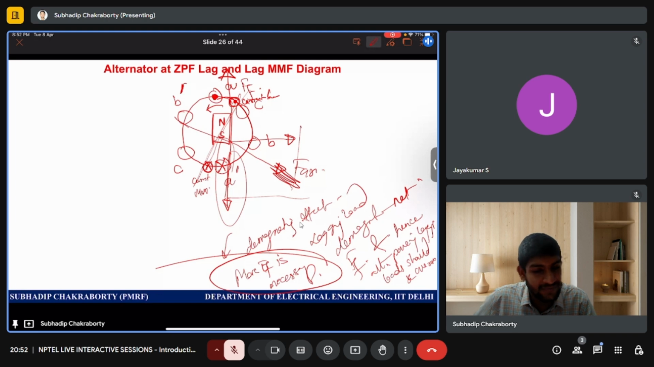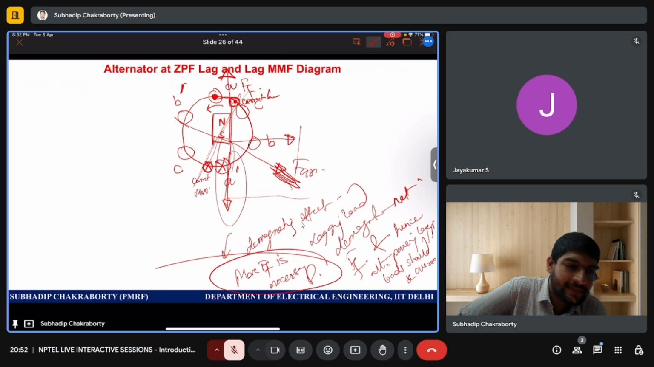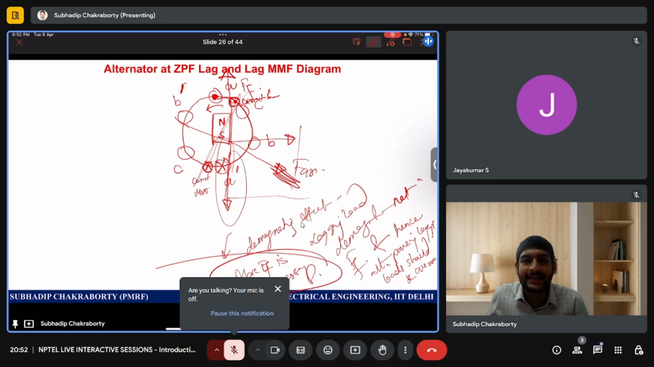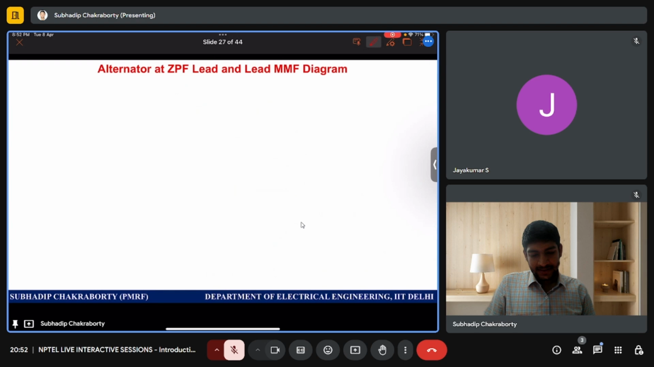But if it is ZPF lag completely, zero power factor lag, then what will happen? Then it will completely try to demagnetize the net field MMF, like it happens in your short circuit condition. What is the load? Load is purely ZPF, because consider RA to be 0. Short circuit pulls the MMF down and hence VT is gone. That is a way of thinking, okay? So that is how it does.